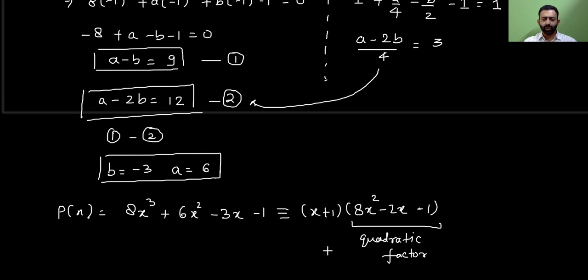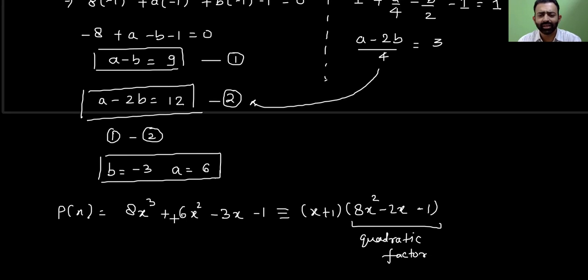Okay, now you can check your answer: you have 8x cube, minus 2x square plus 8x square is 6x square. Okay, this we have adjusted. Now let us see whether this -3x is automatically adjusted or not. So x will be multiplied by -1, that is -x, and this 1 will be multiplied by -2x, that is -2x. So -2x minus x is -3x. Bingo. So your p(x) is factorized to this quadratic factor.